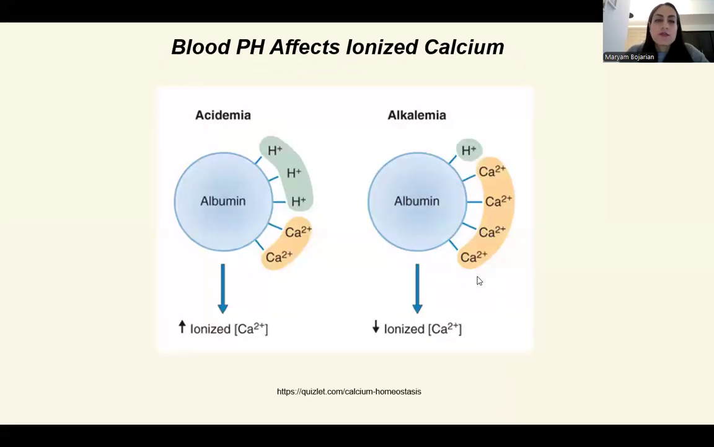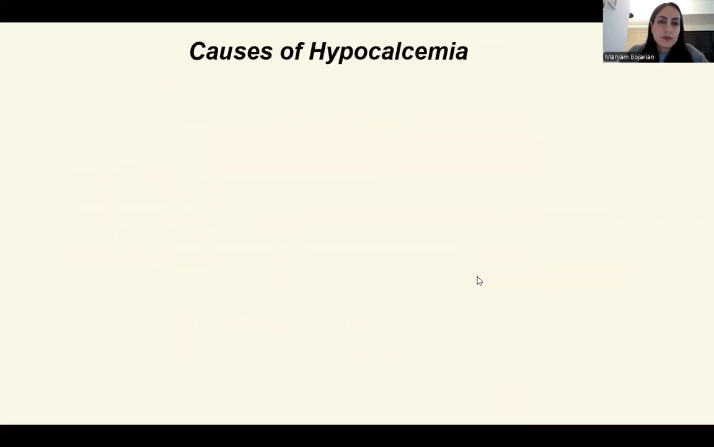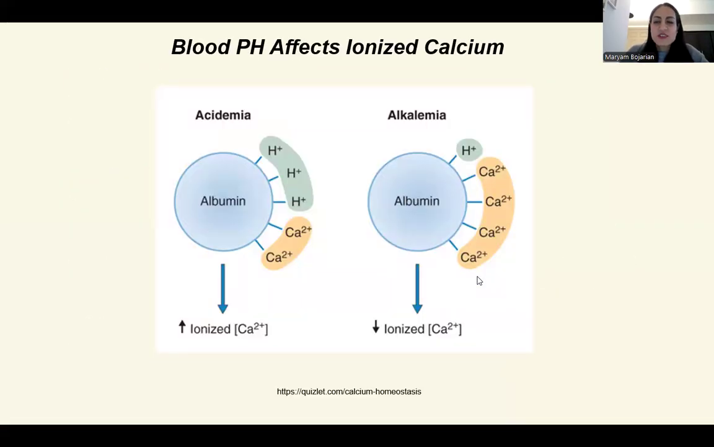And also, regarding the effect of blood pH on ionized calcium and total calcium: basically, hydrogen ion competes with calcium for protein binding sites. Okay, and what does it mean? It means that if someone has low pH or acidosis, there are fewer binding sites, which can increase ionized calcium. And if someone has alkalosis or high pH, there are more binding sites, which means lower ionized calcium and a lower active form of calcium.